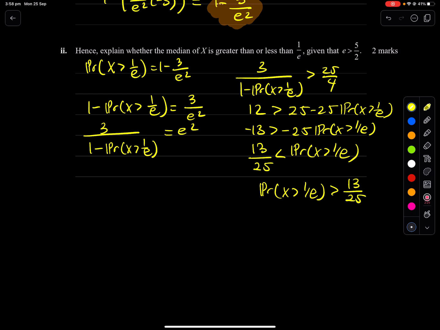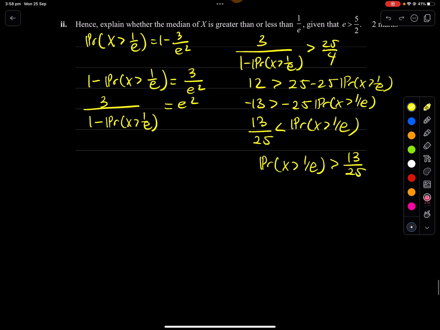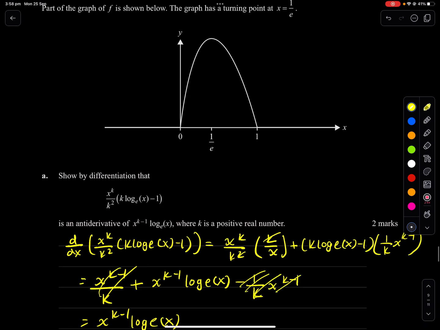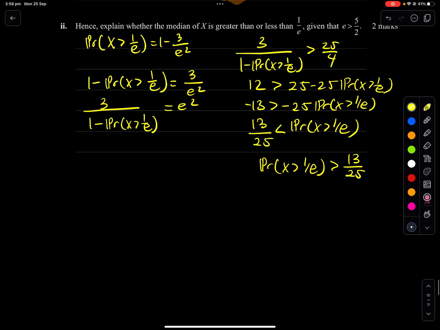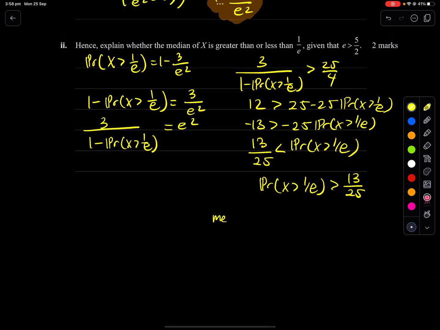Okay, so is this greater than a half or equal or less than a half? Let's check it. Well, what's half of 25? It's 12.5. So if this was 12.5 out of 25, it will be a half. But it's greater. So it means our value of m would be around here. So it's greater than 1 over e. So we can say median is greater than 1 over e. Done.